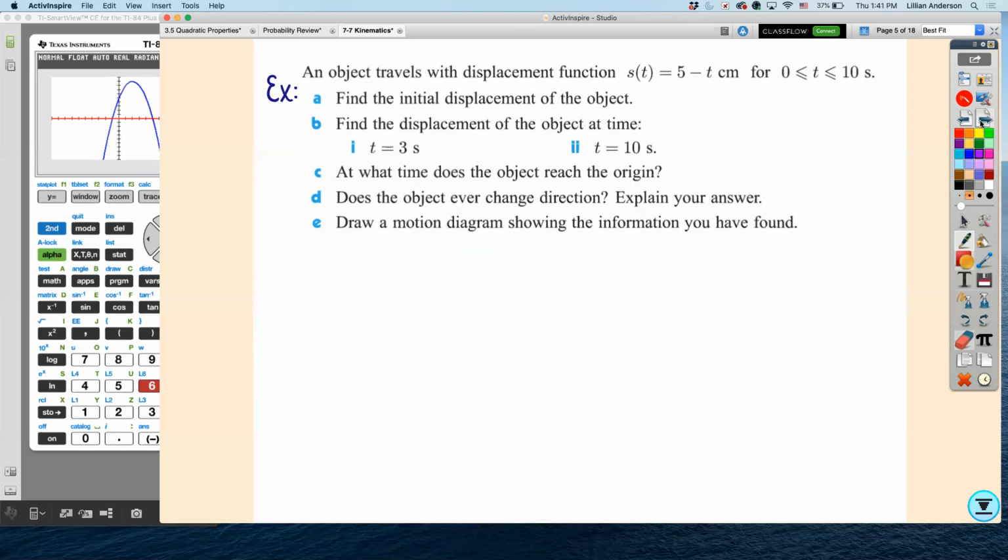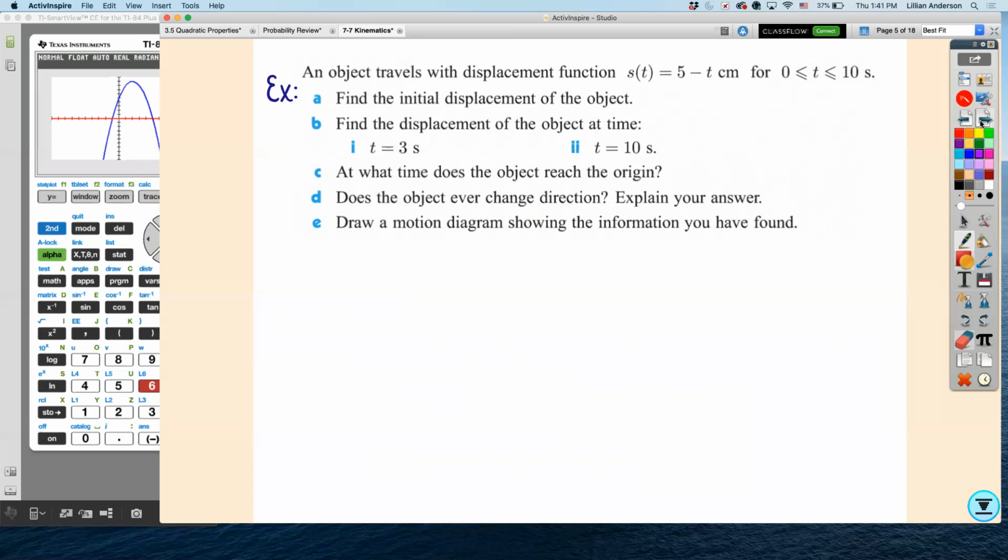An object travels with a displacement function S of t is equal to 5 minus t centimeters for t greater than or equal to 0, but less than or equal to 10 seconds. So we have this nice function right here. Find the initial displacement of the object.